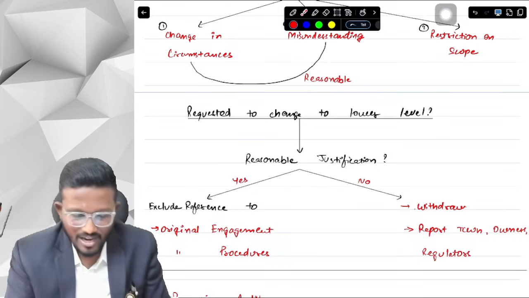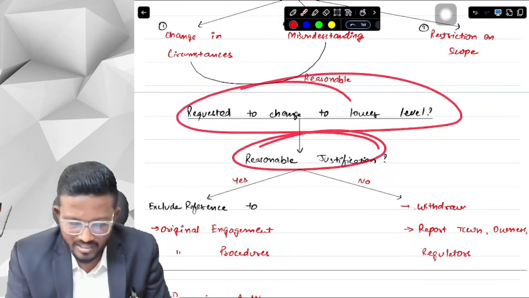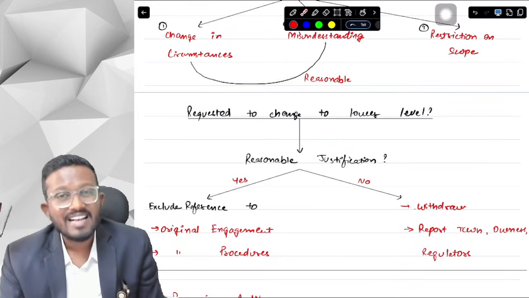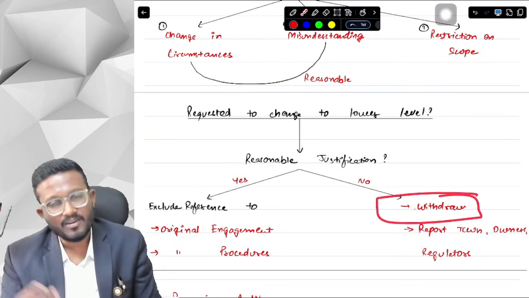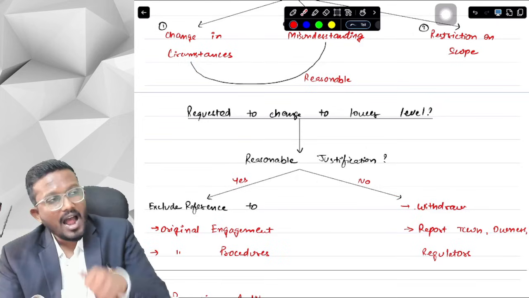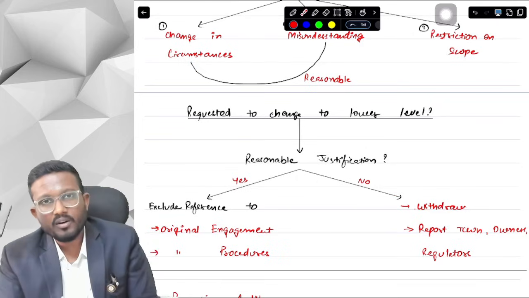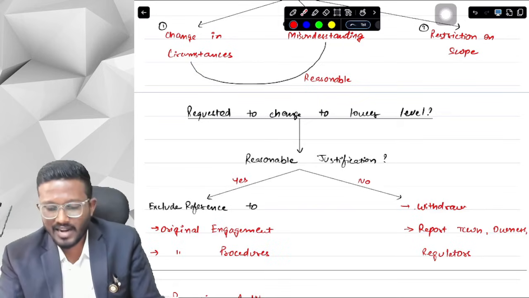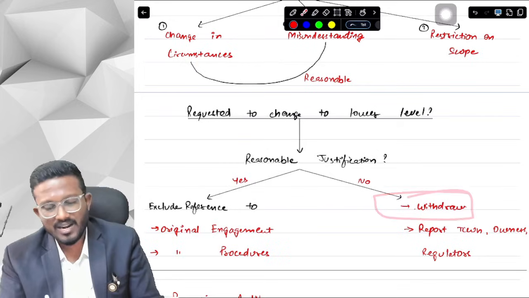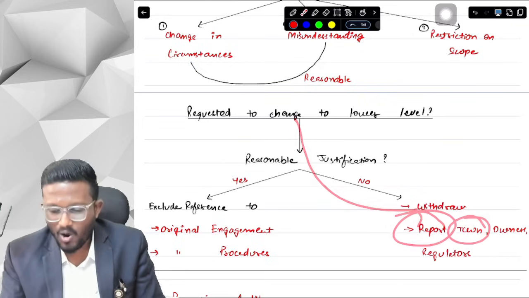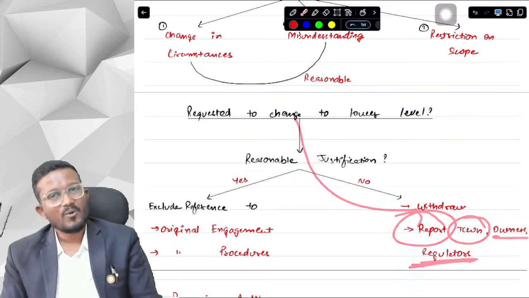Okay, yes sir. If you think that there is no reasonable justification for doing so, and the management is not allowing you to continue the audit, then you should withdraw from the engagement. Obviously I cannot accept the change in terms of engagement, and the management is not allowing me to continue the audit. Then I cannot force the management. No, I can just request. If management is not allowing me, then I can withdraw or resign from the engagement and report about this to TCWG, owners and regulators.